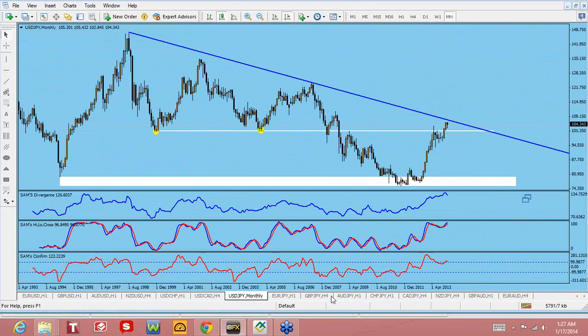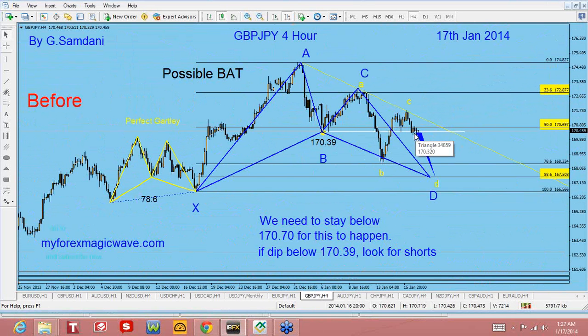And pound yen, this was the chart I sent out earlier, right? And I said that at 170.39, we need to go down below 39 in order to short this thing. And we are around 170.45 right now, 6 pips higher than this number. So we are above this low here. This is the number, 170.39. So we need to go below in order to come here. If not, then we will go first target this, second this, and so on and so forth.